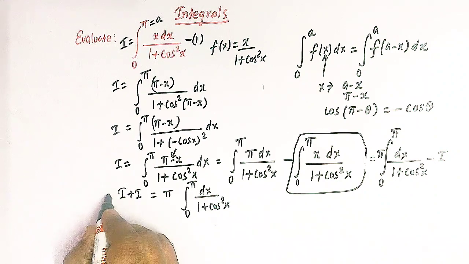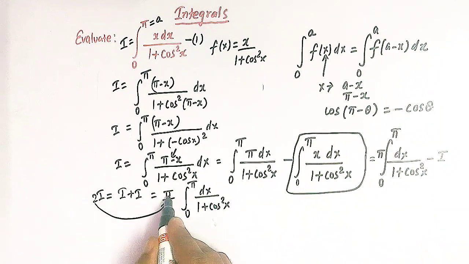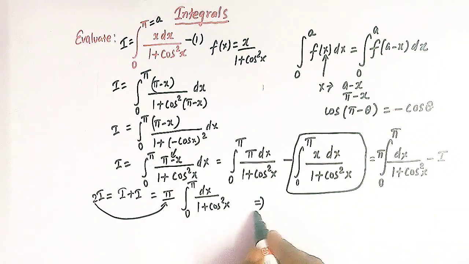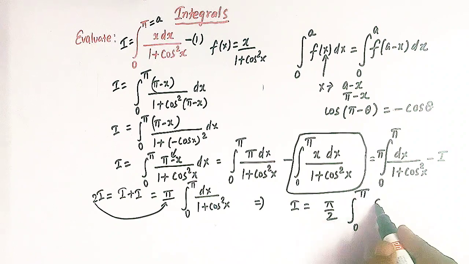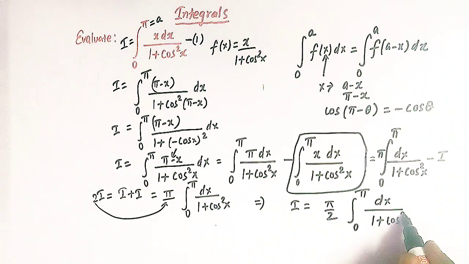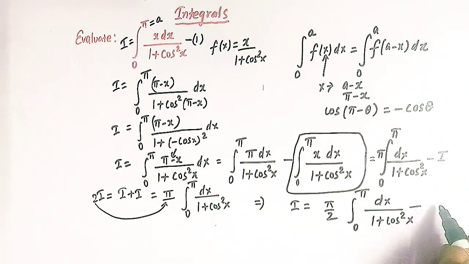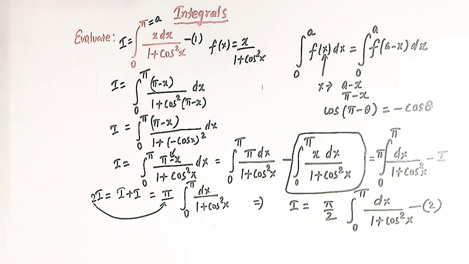I plus I is now equal to 2I, and taking this 2 to the denominator of pi, we now have I is equal to pi over 2, 0 to pi, and here we have dx over 1 plus cos square x. So let us call this integral as integral number 2.